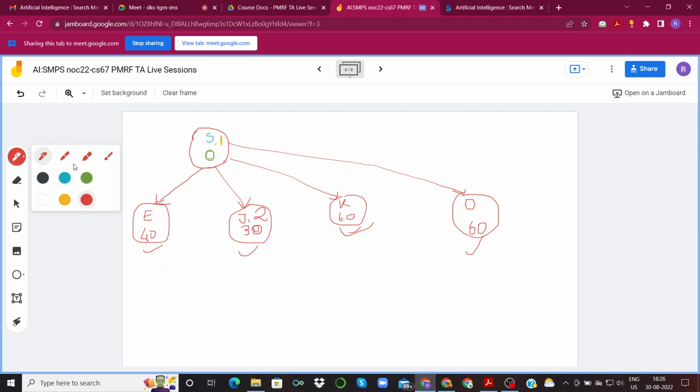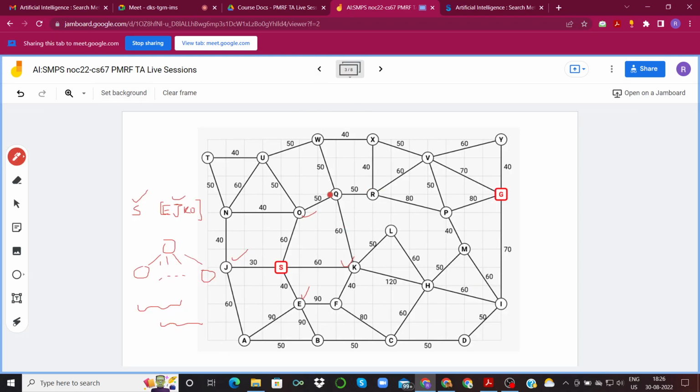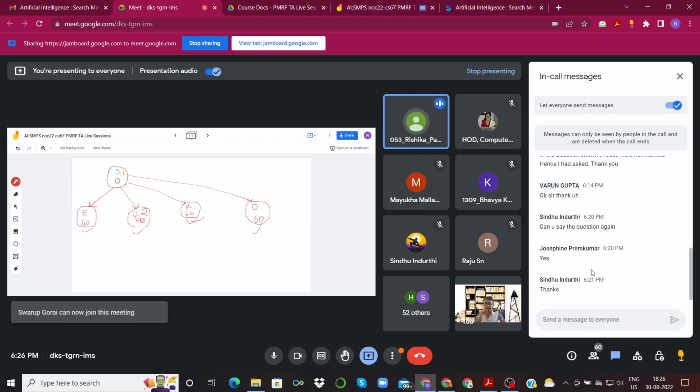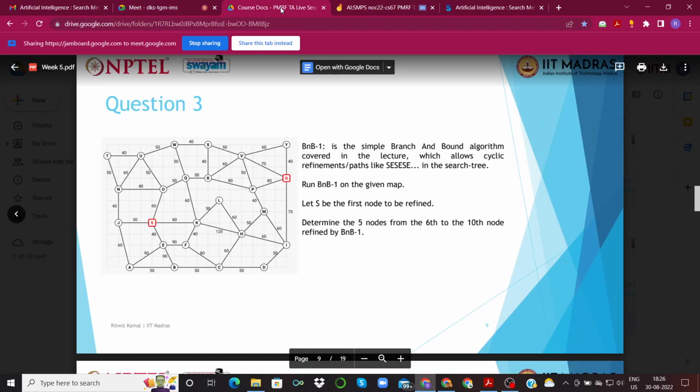So what you're trying to say is that after we traverse J, when we have to pick the next node, we will see the cost of the nodes that appear from J and the cost of E, K, and O to compare and pick the node. Yes, we are going to compare all of the nodes that are available to us that have not yet been refined. Okay, got it.